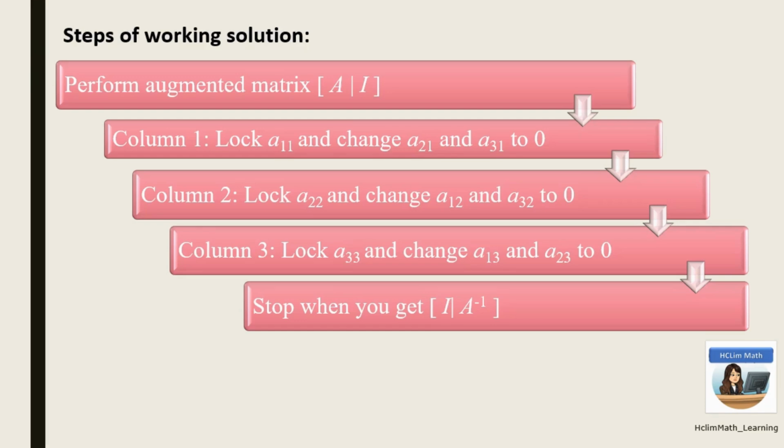First of all, you have to form the augmented matrix, and then we look at the first column first. In the first column, we are going to lock the A11 and try to change the A21 and A31 to 0. After that, we go to column 2. We lock the element A22 and try to change A12 and A32 to 0. Then we go to column 3. We lock the element A33 and try to change A13 and A23 to 0. We stop when we get the augmented matrix in the form of identity and A inverse.